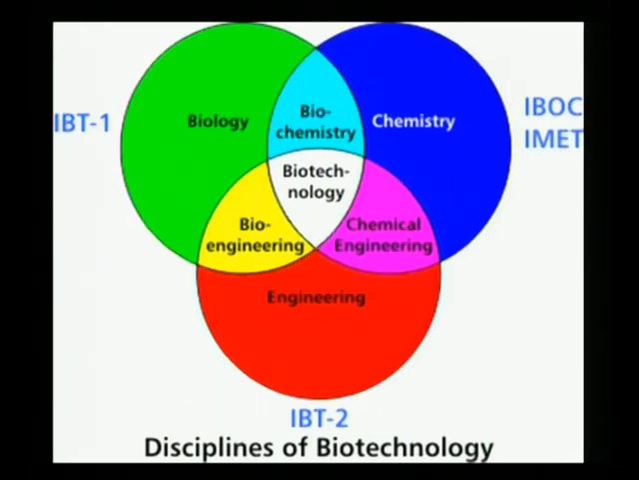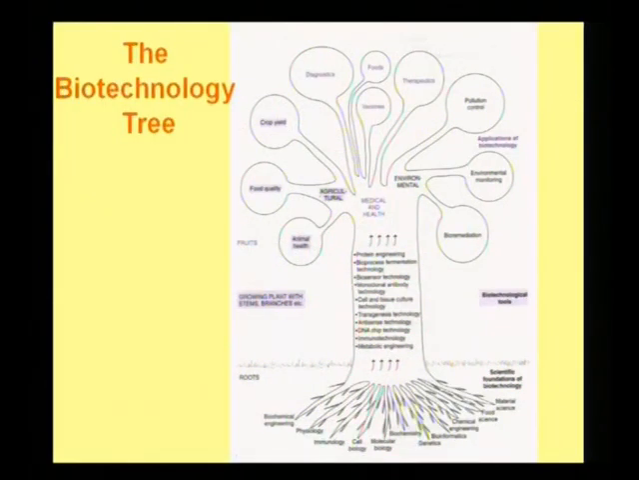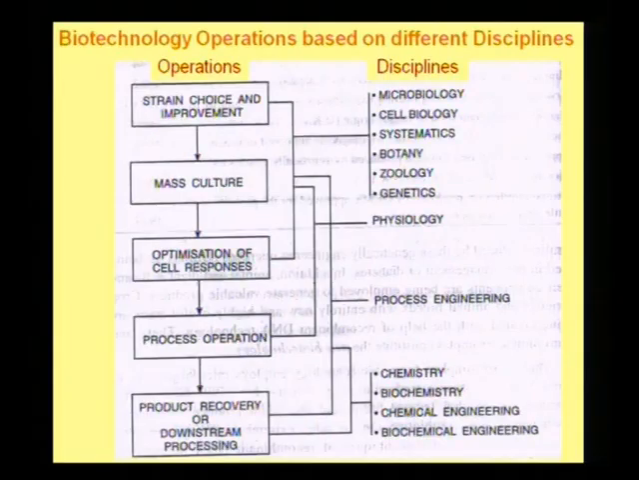So the same is the picture showing all different branches integrated. This is again the same thing shown in the form of a tree, the different branches of biotechnology. Now, on what principle do the biotechnological operations actually work, or what are the various branches involved? As I have already said, so many branches are involved in biotechnology.